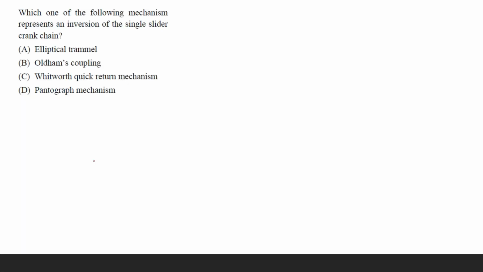Okay, now let's move to the question. Which one of the following mechanisms represents an inversion of the single slider chain? Single slider chain. So it is called a single slider chain, not double slider. Elliptical trammel, the answer is no, it is double. Oldham coupling, no, it's double. Whitworth quick return, yes, it is basically an inversion of the single slider.